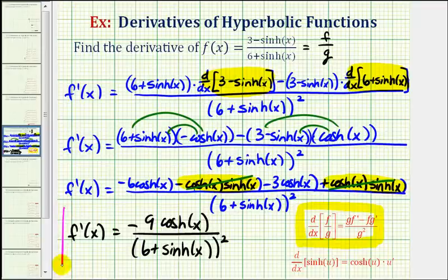And that'll do it for this example. I hope this example was helpful.